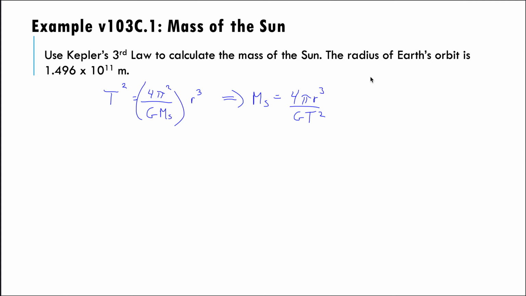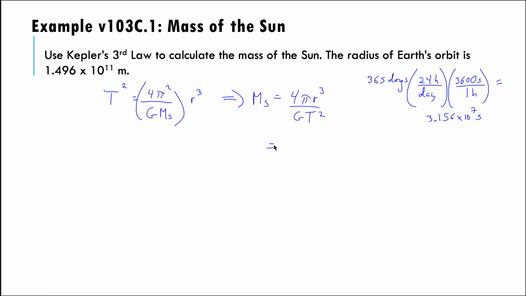So to find the time, we can do 365 days. And we can say that there's 24 hours in a day. And then we can say that there are 3,600 seconds in an hour. And that will give us approximately 3.156 times 10 to the 7 seconds in a year, right? That's how long it takes to orbit the Sun.